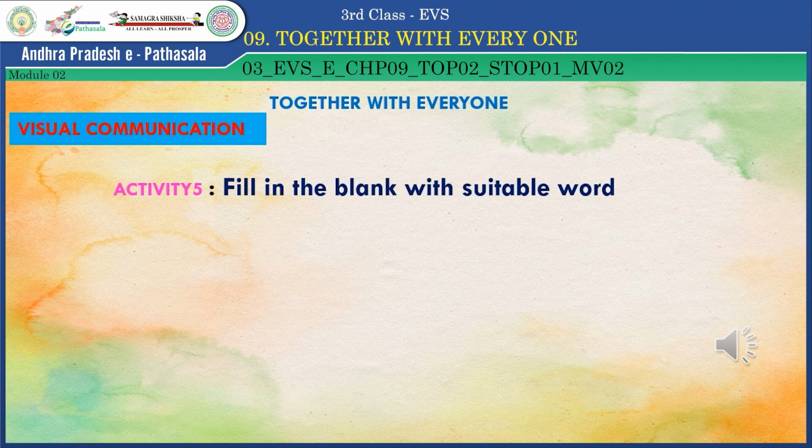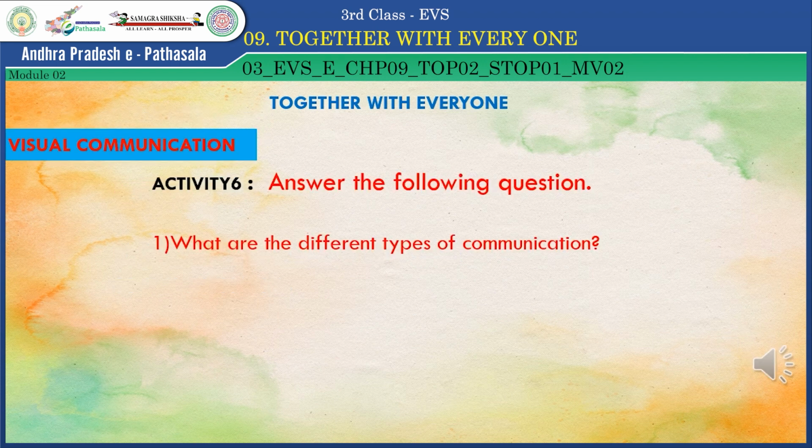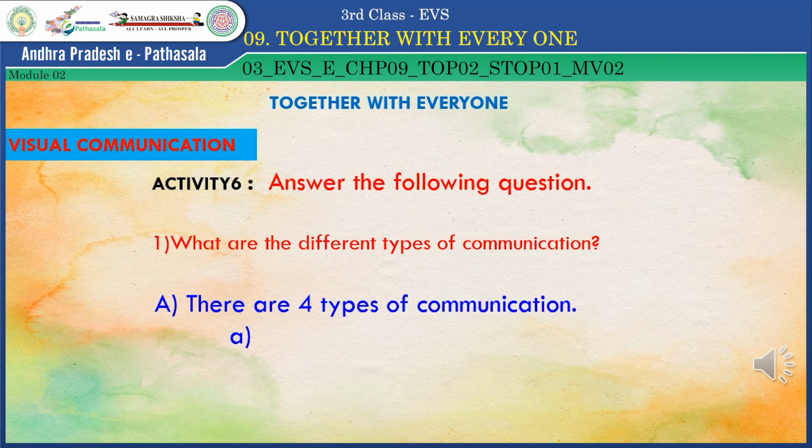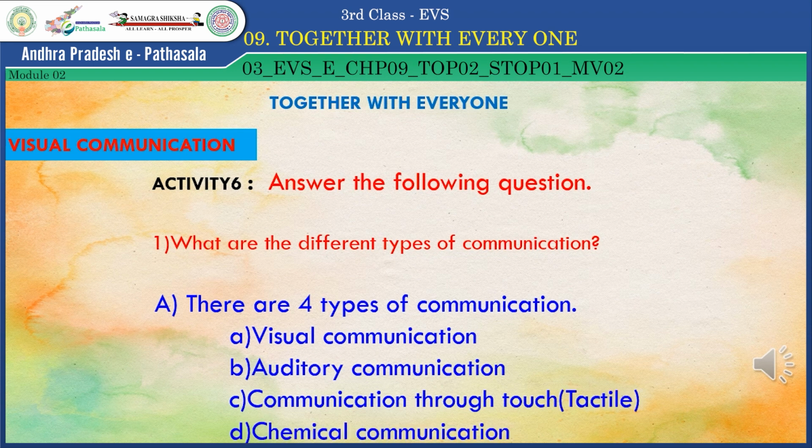Children, fill in the blank with a suitable word. A dash dance is a type of visual communication. Correct answer. Children, answer is waggle. Children, answer the following question. What are the different types of communication? Good children, there are 4 types of communication. A. Visual communication. B. Auditory communication. C. Communication through touch. D. Chemical communication. Shall we move to the next topic?